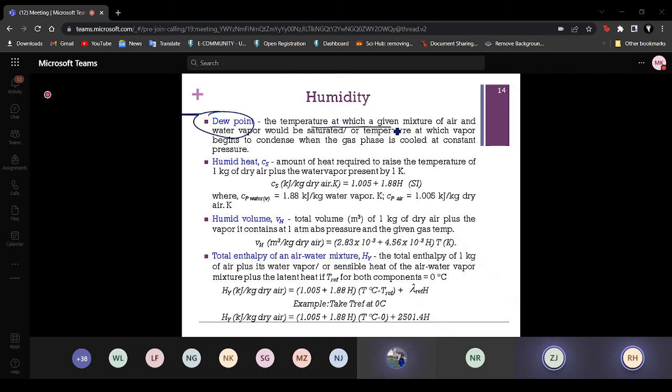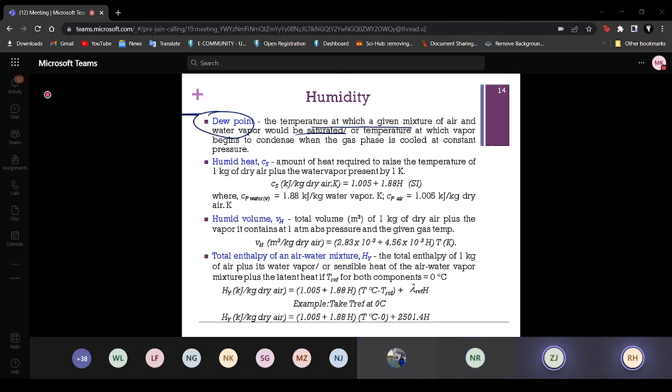The temperature at which a given air and water vapor would be saturated. When it becomes saturated, remember, when air reaches saturated condition, the tendency of the water vapor to become liquid is very high. Because all of it is full, the dry air is full of water vapor, too much water vapor. So that water vapor tends to condense and become liquid.